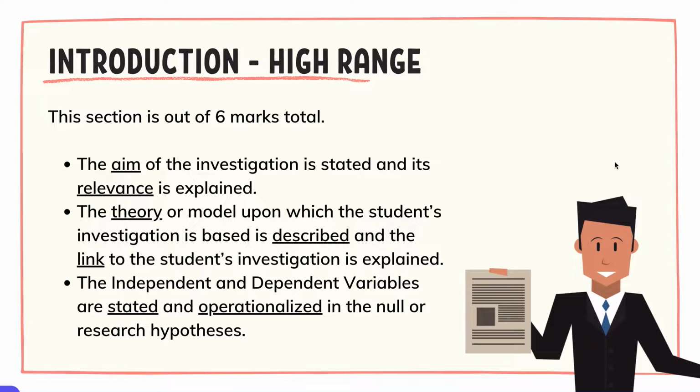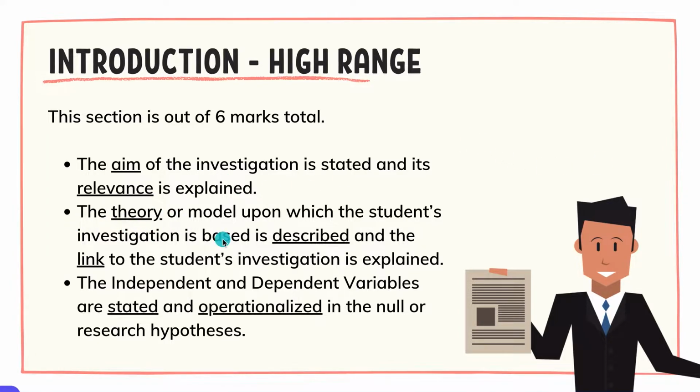The introduction section is worth 6 marks in total, and in order to get the high range marks, basically a 5 and 6, you need to clearly state the aim of your investigation. What are you trying to study in your research or in your experiment, okay? And also state its relevance and explain its relevance. Basically, not just identifying why it is relevant or why it is important to investigate that specific aim, but also explain it in a little more detail, okay?